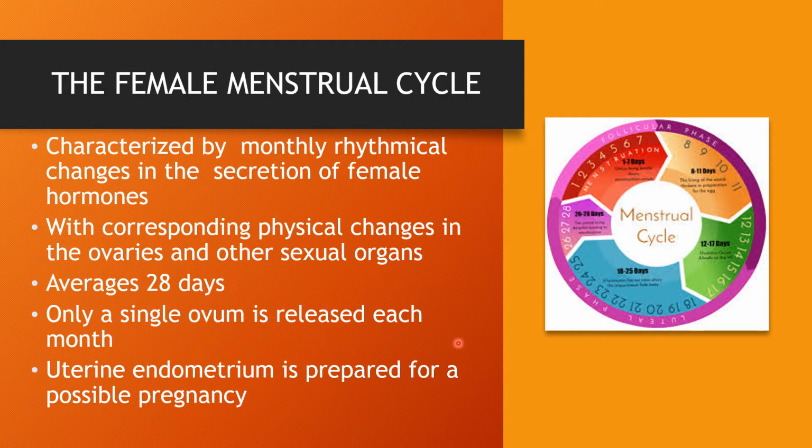So unfortunately, at birth, the ova of the female are limited. What you are born with will be the one that will be used up. There will be no more production after that, only maturation. And with this cycle, once you're menstruating, the uterus is in preparation for possible pregnancy.